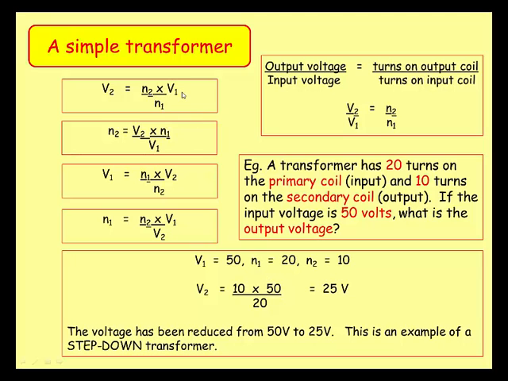So V2 is 10 for N2, 50 for V1, 20 for N1. So work it out, it comes to 25 volts. So V2 is 25 volts. So voltage has been reduced from 50 volts to 25. So we can say this is a step-down transformer. And that's all you have to do in these calculations.